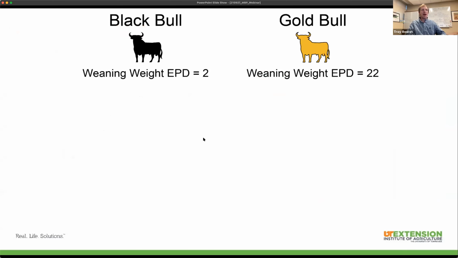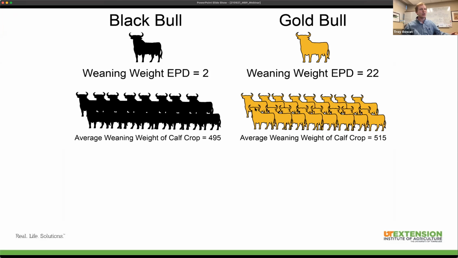And what these look like in practice, I have a little example here where we're looking at a black bull and a gold bull. The black bull has a weaning weight EPD of 2. The gold bull has a weaning weight EPD of 22. What we would expect to see is that if we had a virtually unlimited number of offspring on these individuals, maybe this black bull's calf crop's average weaning weight is about 495 pounds. The gold bull's is about 515 pounds. And what this says, there's a 20-pound difference in those individuals' EPD.